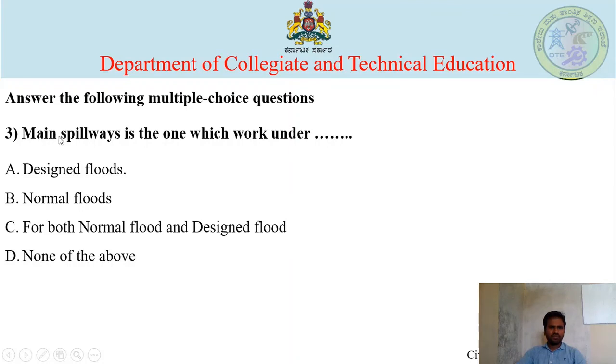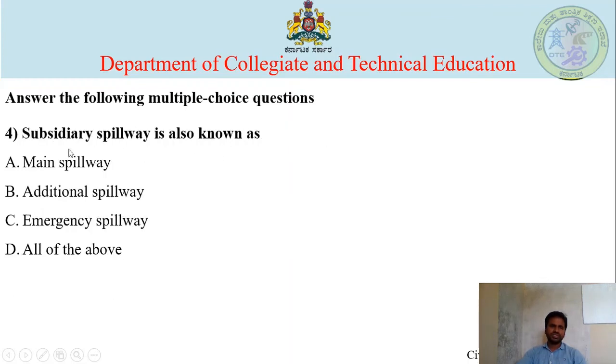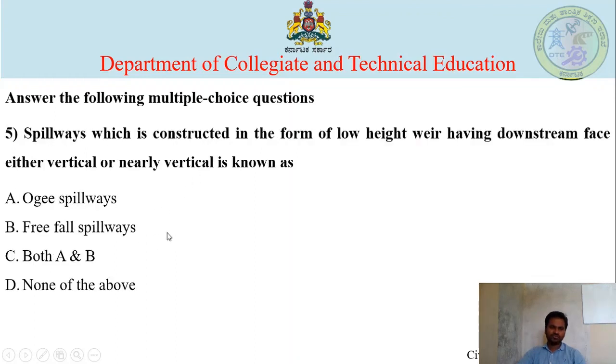Question number 3. The main spillway is the one which works under design floods. Option A, design flood; option B, normal floods; option C, both normal flood and design flood; option D, none of the above. It means option A. The main spillway is the one which works under the design floods only. Question 4. The subsidiary spillway is also known as the main spillway; option B, additional spillway; option C, emergency spillway; option D, all of the above. Answer is C. It means that the subsidiary spillway is also called the emergency spillway only.